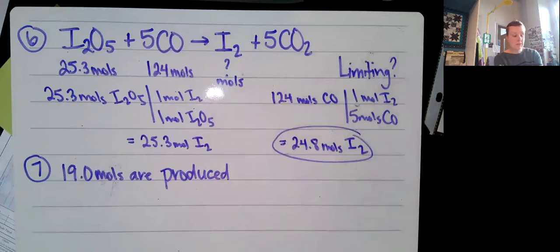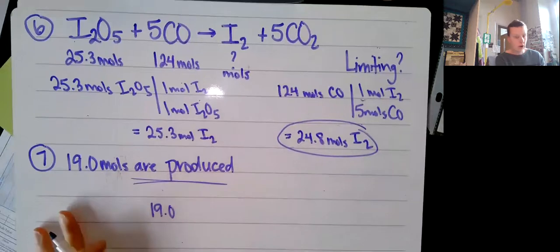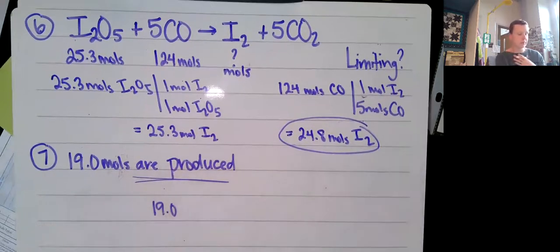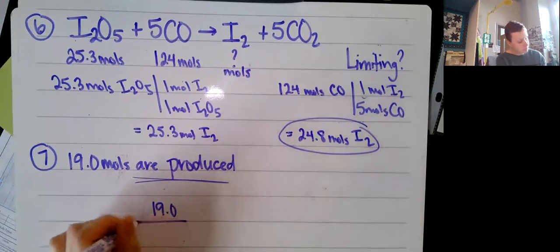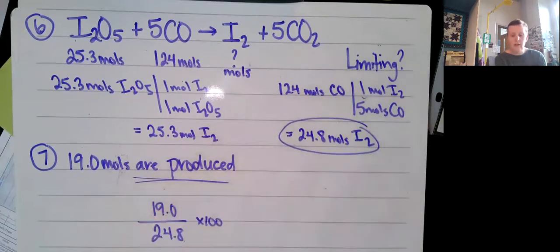Then down to number 7, 19 moles are produced. That's the actual yield right there. So 19.0 over our theoretical, from the previous question, times 100. And that gives us 76.6%, a 76.6% yield.